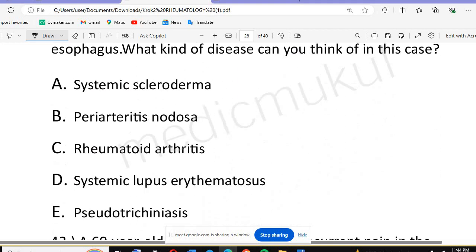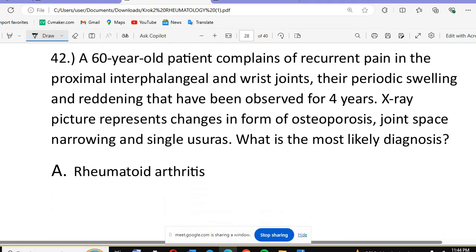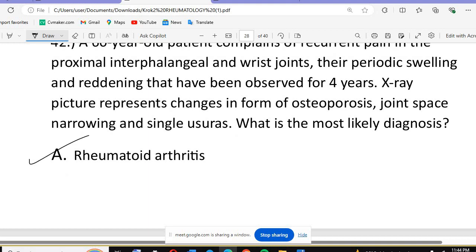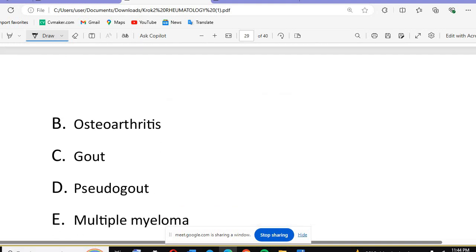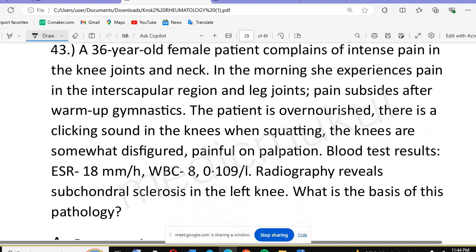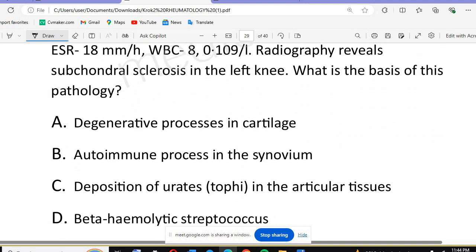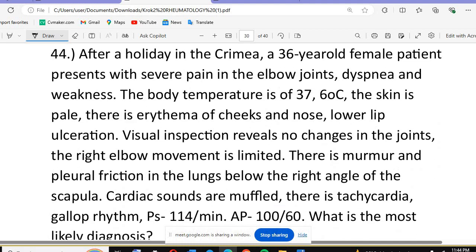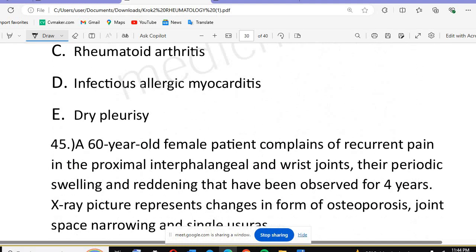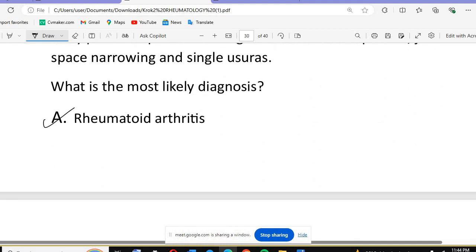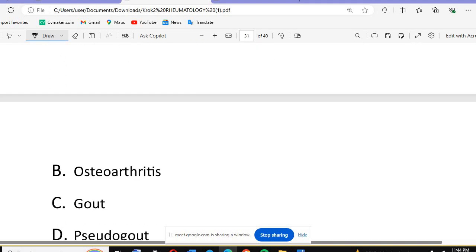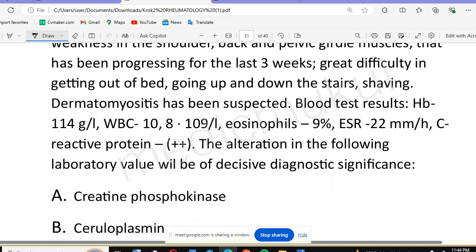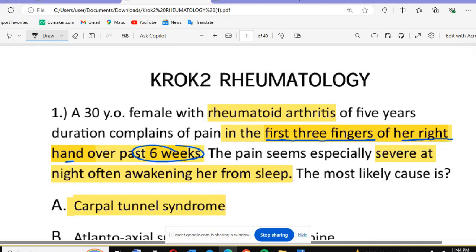Okay, the rest of the questions we will discuss tomorrow, because most probably you can go for the rheumatoid arthritis, osteoarthritis. I know that you are familiar with that, so you will do it. Okay, the SLE, they are the same question about the narrowing of the joint space, so of course there will be the rheumatoid arthritis. Just go through all the questions once, and we will discuss whatever important things would be there. So tomorrow we will discuss about the systemic scleroderma.